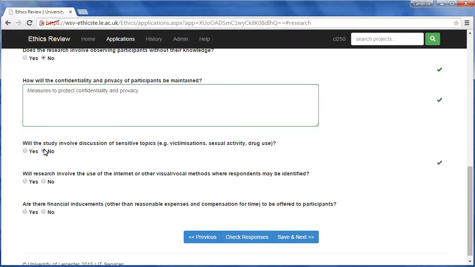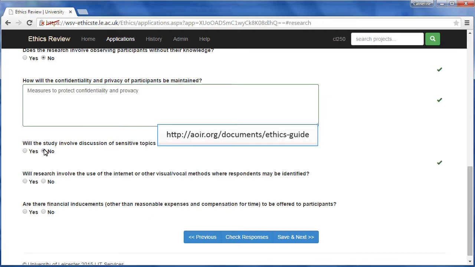If your research involves the use of the internet or other methods where respondents may be identified, you need to consider how to protect the confidentiality and privacy of the participants. This is particularly difficult when it comes to research over the internet. For example, what constitutes privacy in an online environment? How certain can you be that participants are who they say they are? A good source of information on ethics in online research is the Association of Internet Researchers 2002 guidelines.